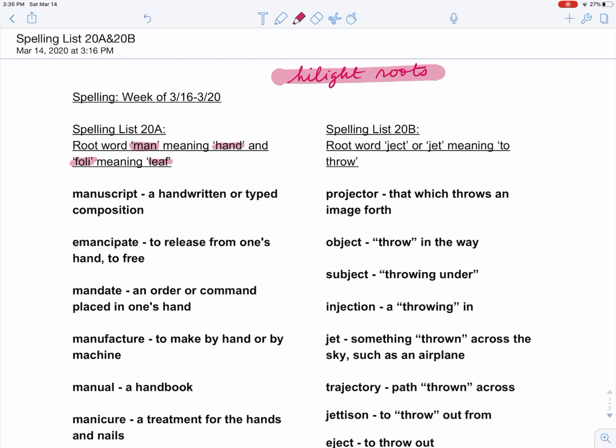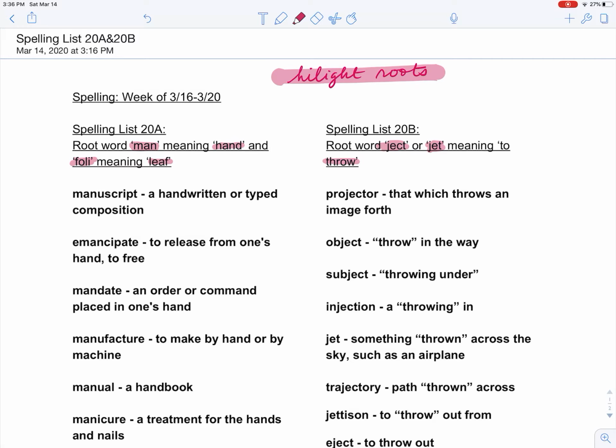The root man comes from the Latin root, and one way you can remember that is by thinking of manual labor, as in labor done by hand. Foli also comes from Latin, meaning leaf. On the other side, we have the root word ject or jet, meaning to throw. And that comes from the French word jeter, which means to throw.